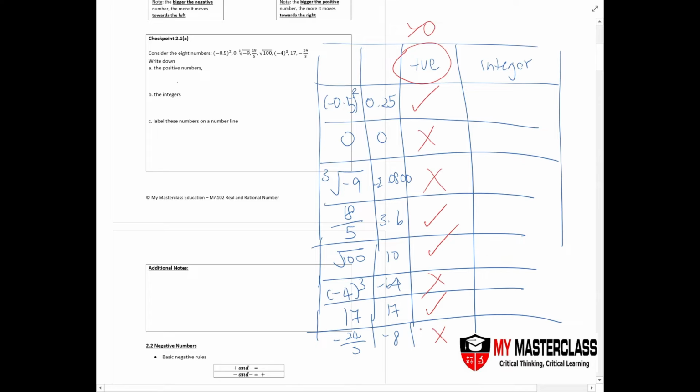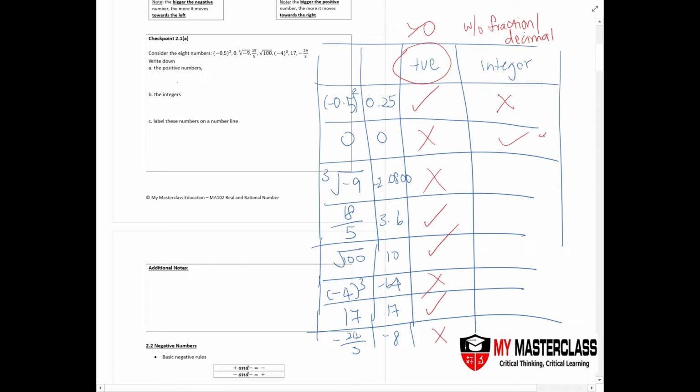Then let's take a look at the integer portion. What is the definition of integer? An integer is basically any number without a fraction or decimal form. Can it be positive or negative? Yes, of course, as long as it is a whole number. Is 0.25 an integer? No, because it carries a decimal. Is 0 an integer? Yes, because there is no fraction, correct?